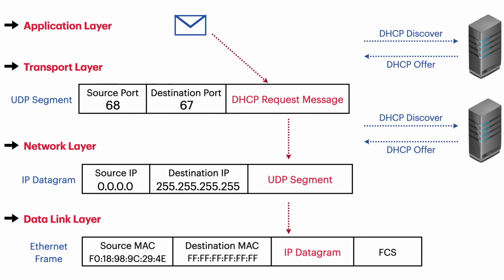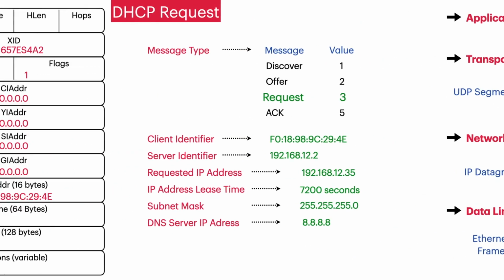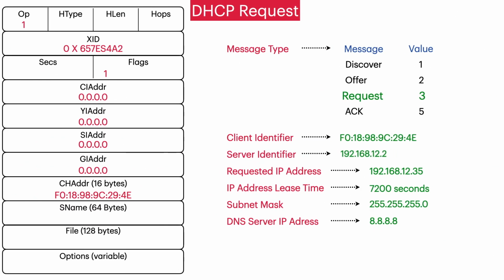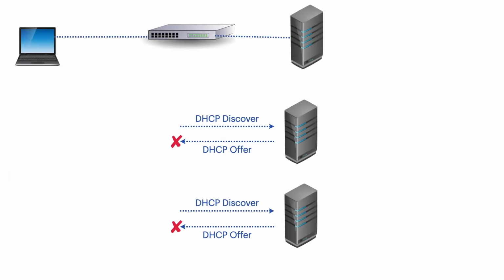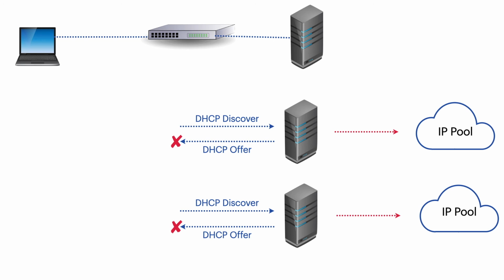That's why the source IP address is set to 0 in the IP packet. Since a client selects only one offer message out of multiple received offer messages, to notify the servers whose offers are rejected, the request message is broadcasted. The server identifier field, which contains the IP address of the selected DHCP server, notifies the other servers that the offer is rejected. The rejected DHCP server then returns the offered IP address to the IP address pool so that it can be allocated to other clients.